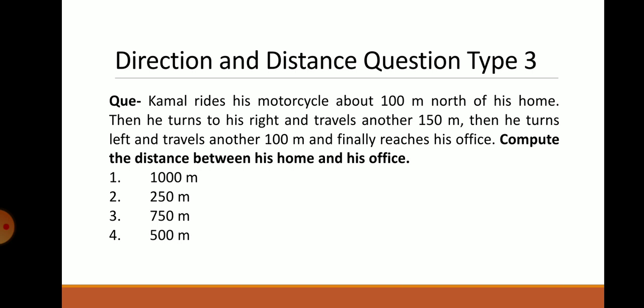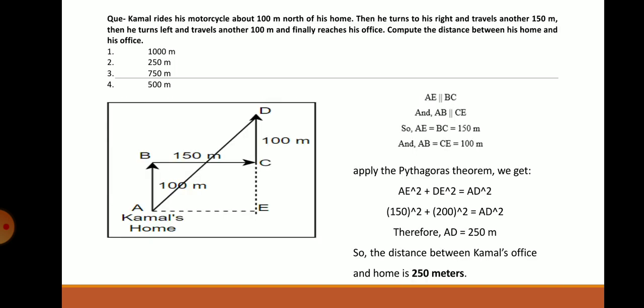Here also you have to compute the distance between the initial and final position. Here you need to draw a diagram. This diagram is a little bit complicated, but let us read the problem and draw the diagram. Kamal rides his motorcycle about 100 meter north from his home. So assume that A is Kamal's home, and from that home towards north means the upward direction. Kamal has moved 100 meter and reached point B.